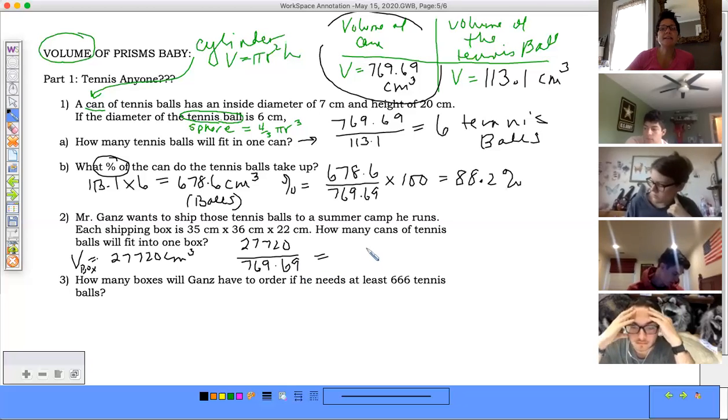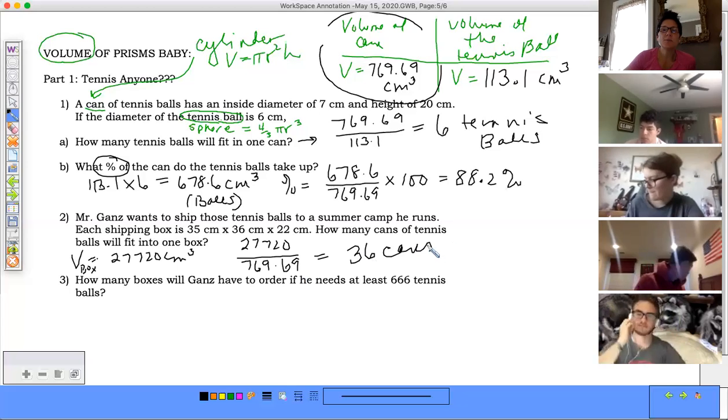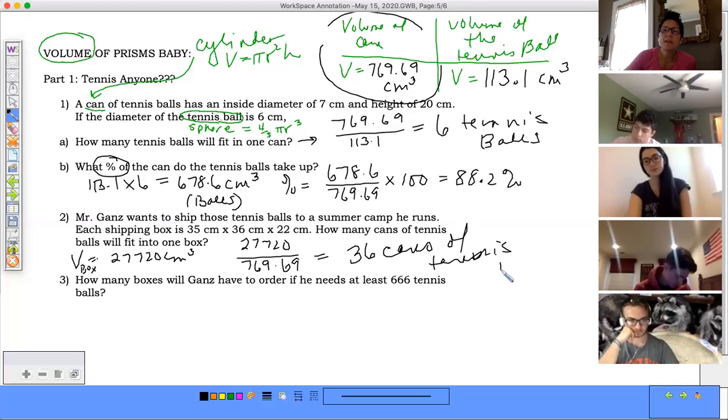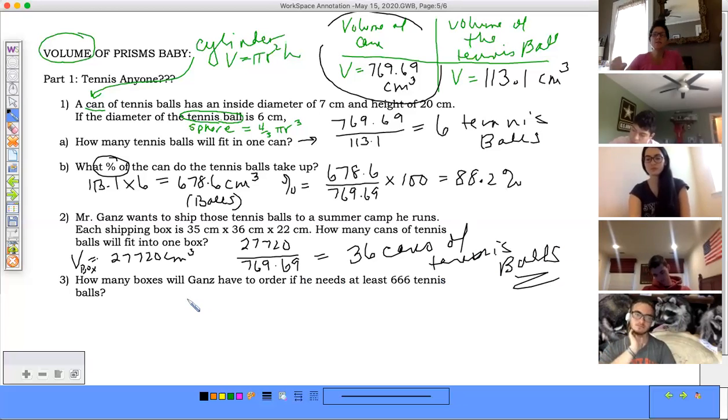So how many cans can we fit in that box? 36 cans of tennis balls will fit. Good. Awesome blossom. All right. So there's 36 cans of tennis balls, right?